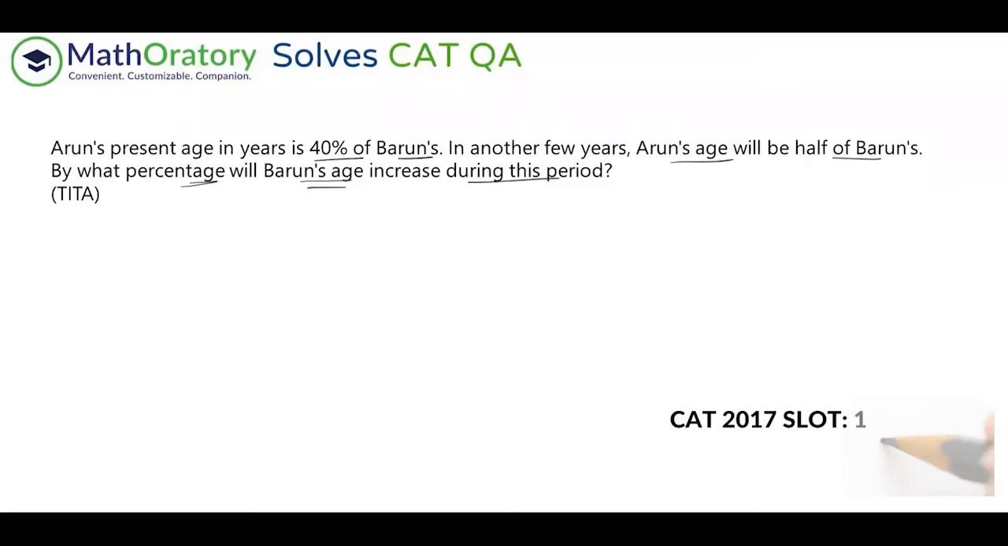So we have Arun's present age in years is 40% of that of Barun's. So the ratio of Arun's age and Barun's age, the present ones, are in the ratio 2 is to 5. So this is what we have. Now in another few years, we have Arun's age half of Barun's. So the same age ratio will become 1 by 2.